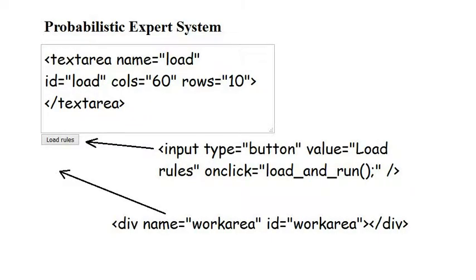The screen consists of a text area where you paste in the list of entries followed by a single button, which loads them into the system and then runs the entries themselves until they've all been used.